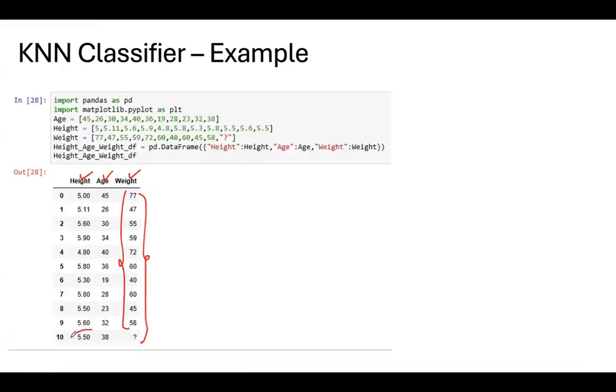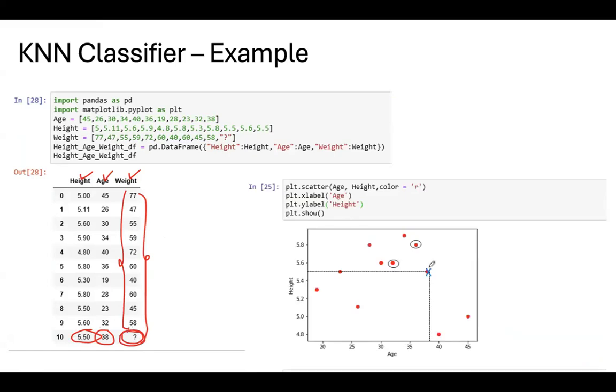Okay, so same is the case here. If I want to find out the weight of a person whose height is 5'5" and age is 38, what should be the weight of that person? Okay, if I draw it, you will find that the new point comes here somewhere. If the value of K is taken as 2, then these are the 2 nearest points, this point and this point. And I simply take the average of these 2 and assign that value to this.